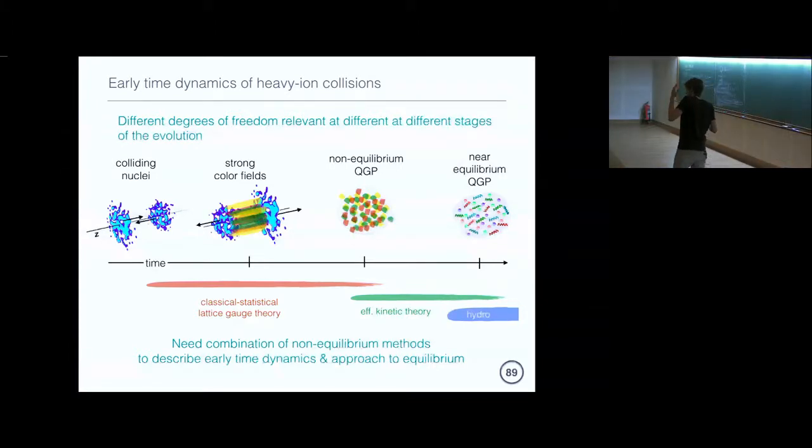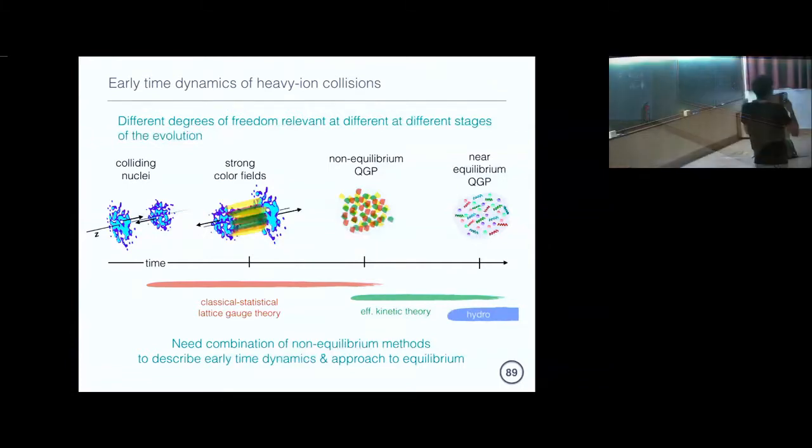This is something I was mentioning very early on. Typically, to study these complex phenomena, we need a combination of methods. This is true even if you're working at very weak coupling. For such a complex system, you need a combination of non-equilibrium methods to describe all the processes that go on from particle production all the way to where you actually form a fluid-like plasma. Okay, thanks.